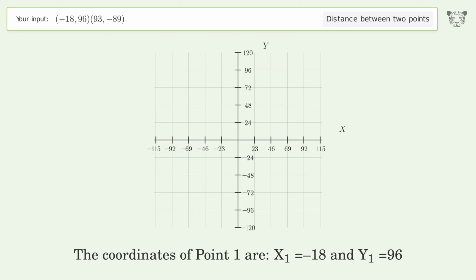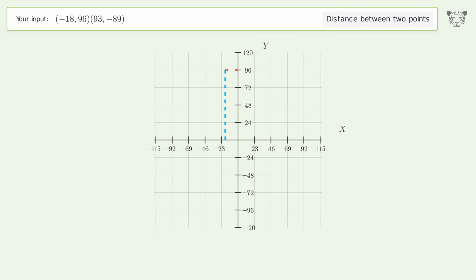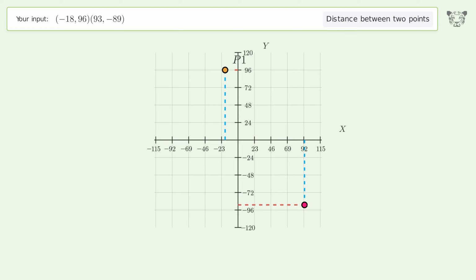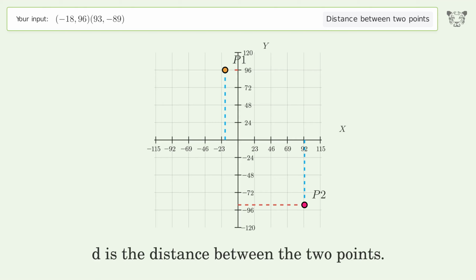The coordinates of point 1 are x1 equals -18 and y1 equals 96. The coordinates of point 2 are x2 equals 93 and y2 equals -89. D is the distance between the 2 points.